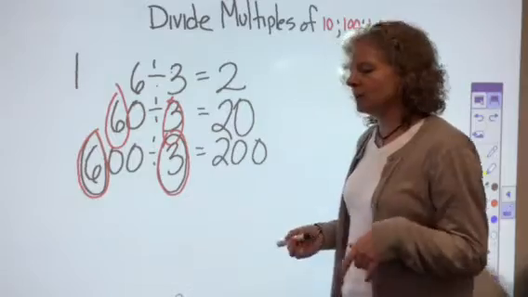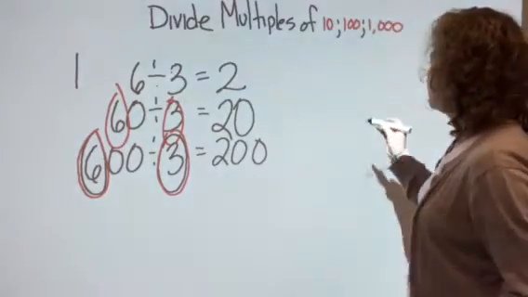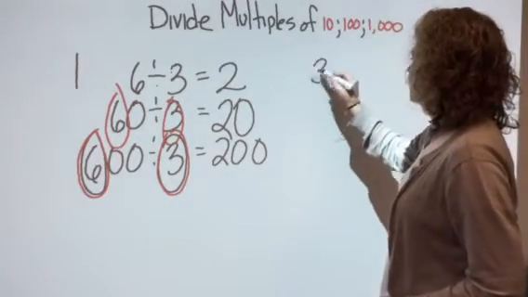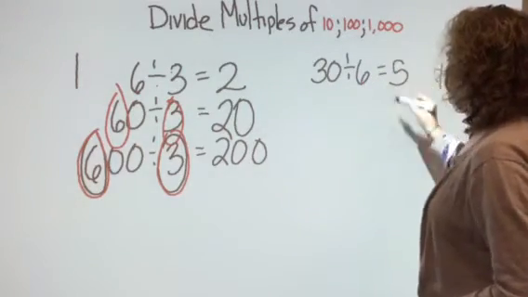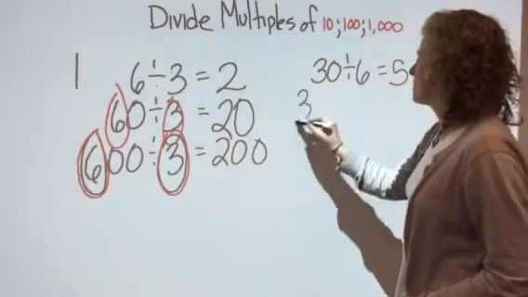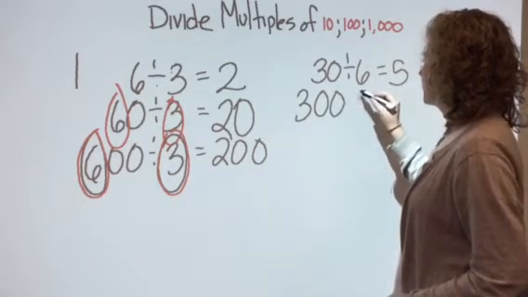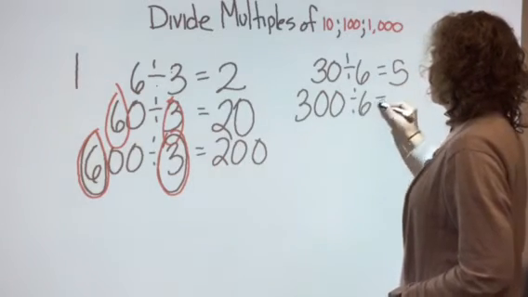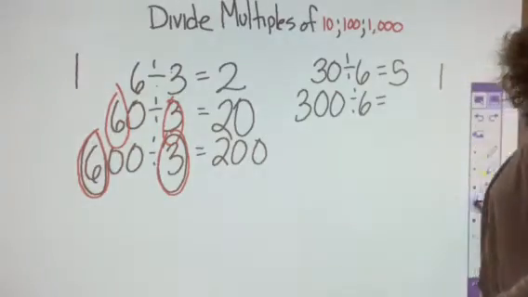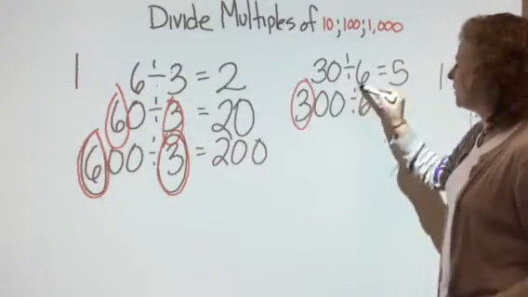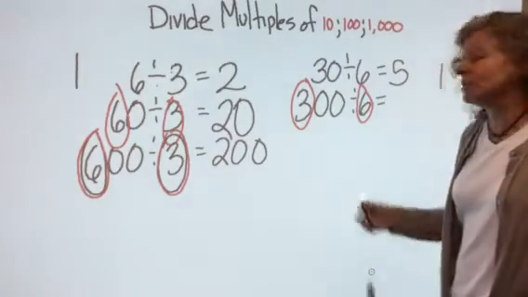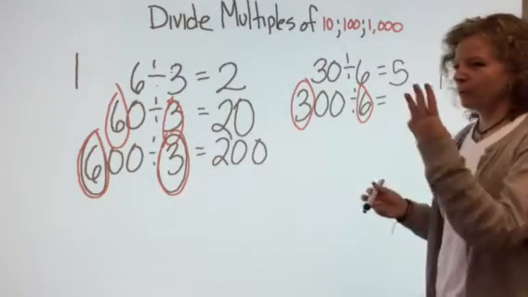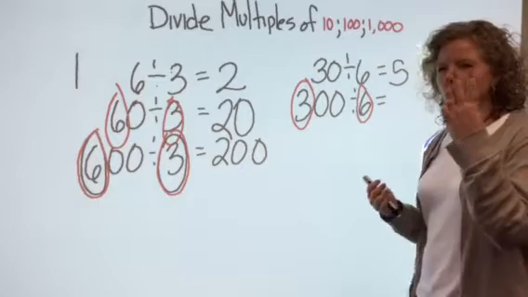Let me show you one of the places where kids most often make a mistake. 30 divided by 6 is 5. Now we're going to add 0. Is it 3 divided by 6? For some reason, kids want to do that. No. 3, and then we break 3 into 6.